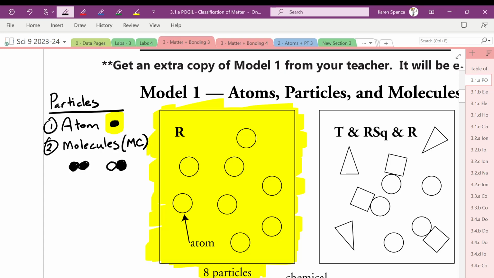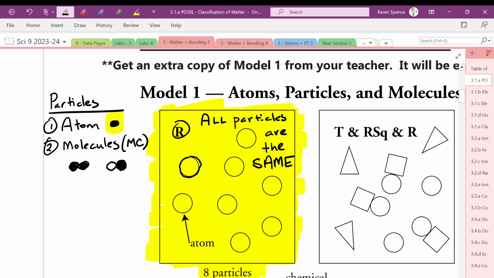Now, back to this sample here. This is sample R. Okay, what do you notice about all the particles in sample R? Brian? They're all just singular things. They're all singular atoms and they are all the same. So all the particles are the same.